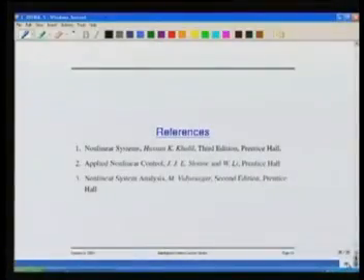And for your further reference, here are the same books that I mentioned also in the last lecture. These are the books that you can follow for grasping the concepts or the ideas that we discussed now.